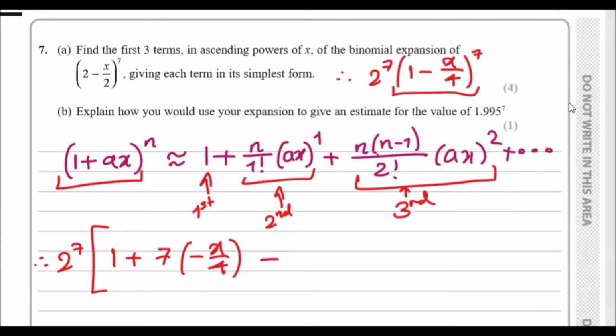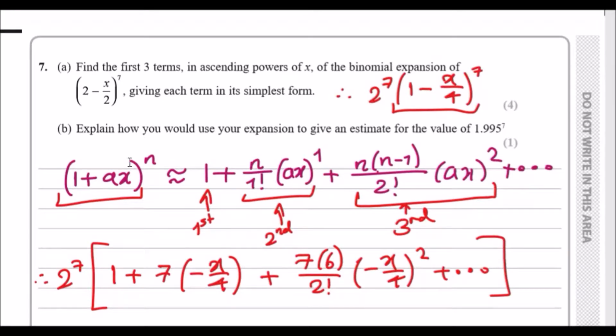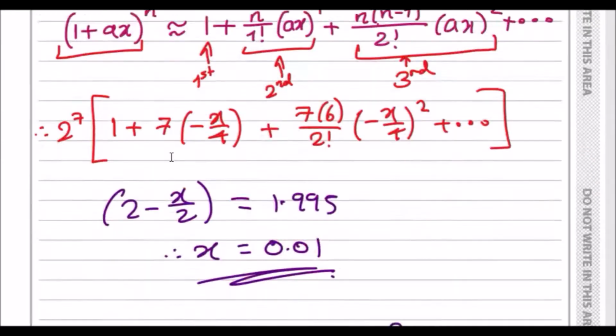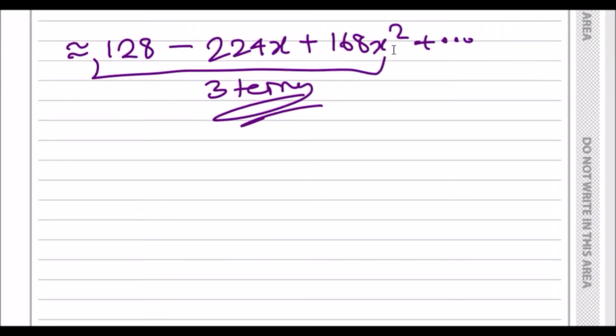Plus, and then we do the second term. We've got n times n minus 1, so 7 times 6, over 2 factorial because there's 2 terms, and then the same thing, minus x over 4 all squared, and so on. If we had more terms, we'd carry on. That's really it. Now all you do is expand it carefully, multiplying each term as it is, and when you do that, you should get this, simple as that.